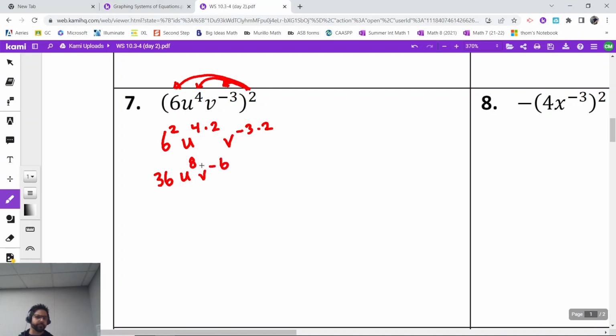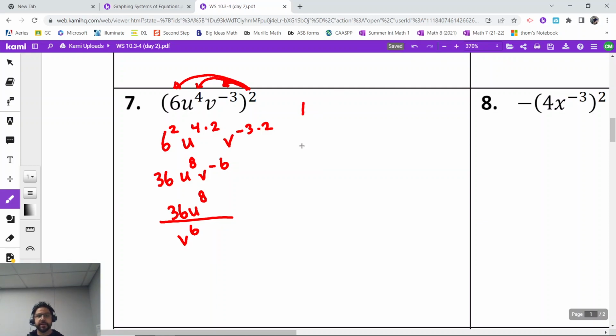So we wouldn't stop there because we have a negative exponent, and we do not want a negative exponent for our answer. So we're just going to use that trick that we talked about in the previous one. 36 can stay as is. The u can stay as is. It's the v, whenever you have a negative exponent, you want to change its location and therefore make it a positive exponent. So this is considered like on the numerator, so we're going to move it to the denominator to become a positive exponent 6.